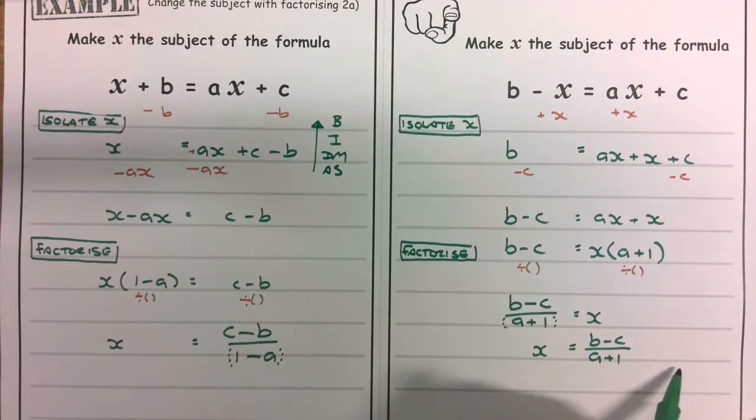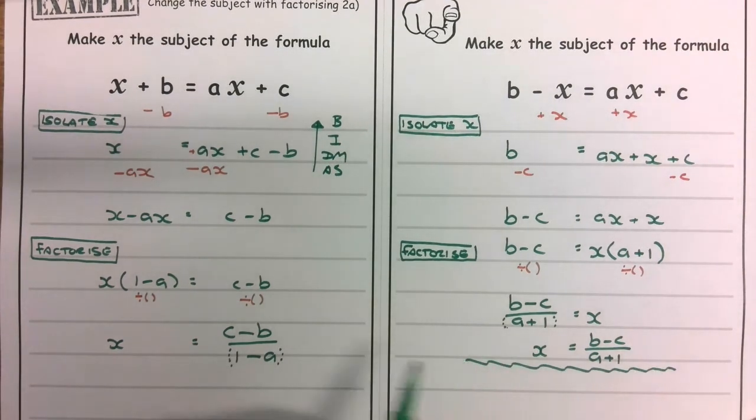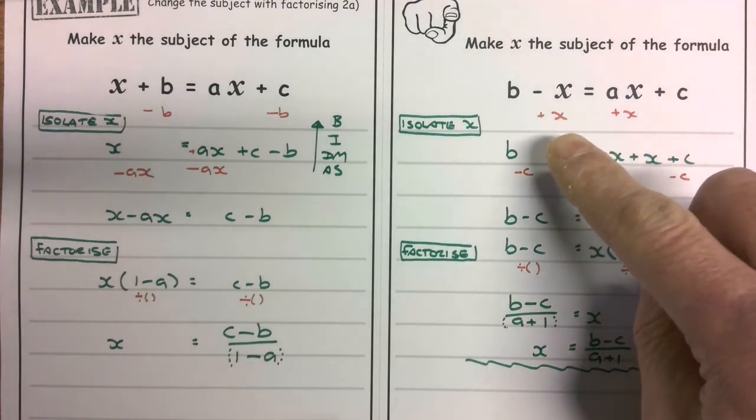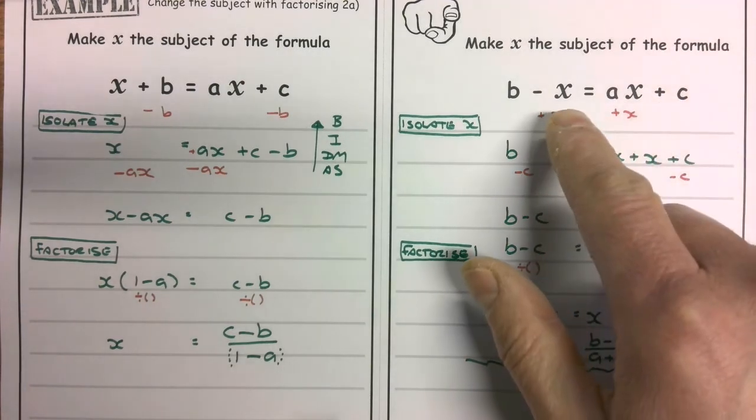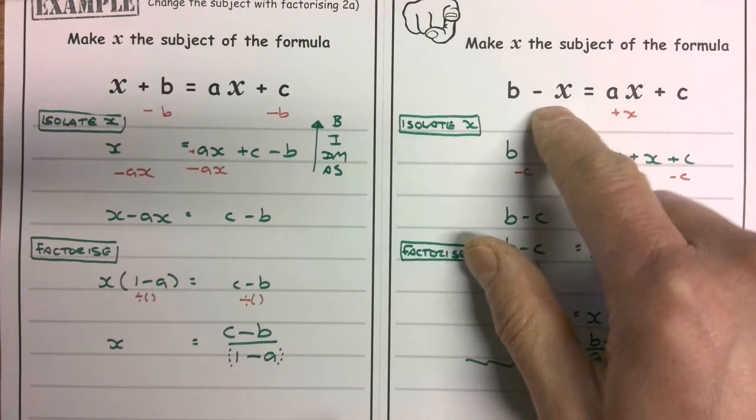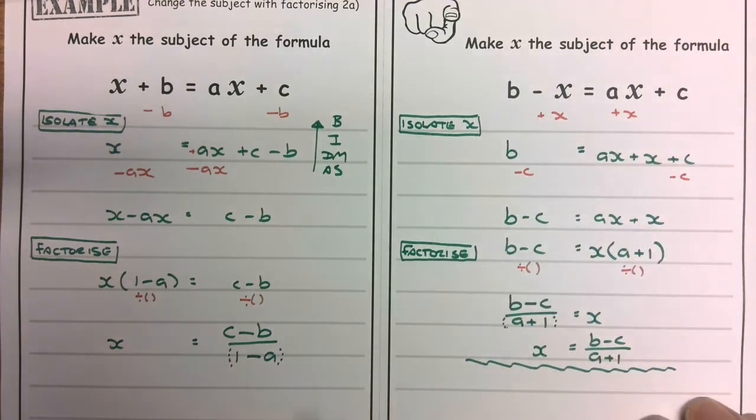Okay, now that is essentially what you are going to end up with. Now if you hadn't done moving the smallest x first, and you'd tried to keep the x on this side, and you'd ended up with a minus x and all sorts of negative things, you would have ended up with x equals c minus b over minus 1 minus a, which is true. It's just very, very untidy.